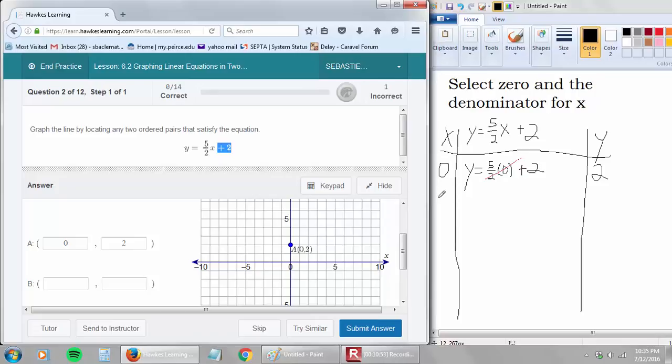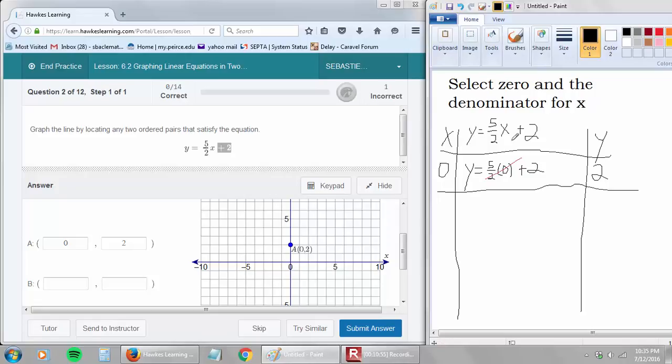So for my next number, I'm going to take the 2 as my denominator. So I'm going to take the 2 and make that my input. And I'm going to rewrite the equation, and when I see x, I'm going to replace it with 2. So bring down my y, bring down my equals, bring down my 5/2, and then I see an x, so I'm going to replace that with 2 in parentheses. And I'm writing it up here because I'm going to need to make that thing a fraction, and I do that by putting it over 1, and then plus 2.